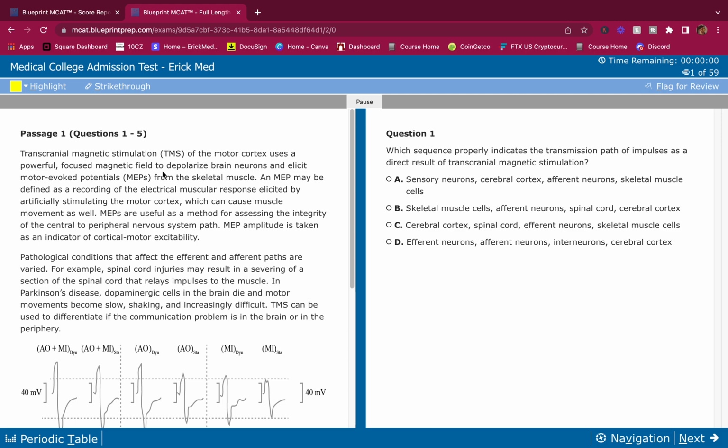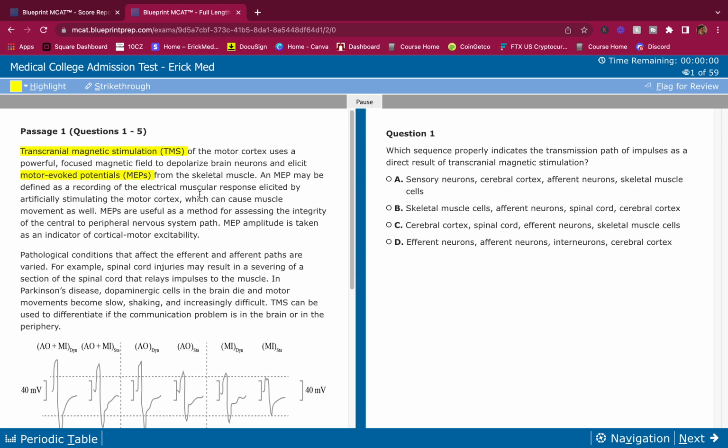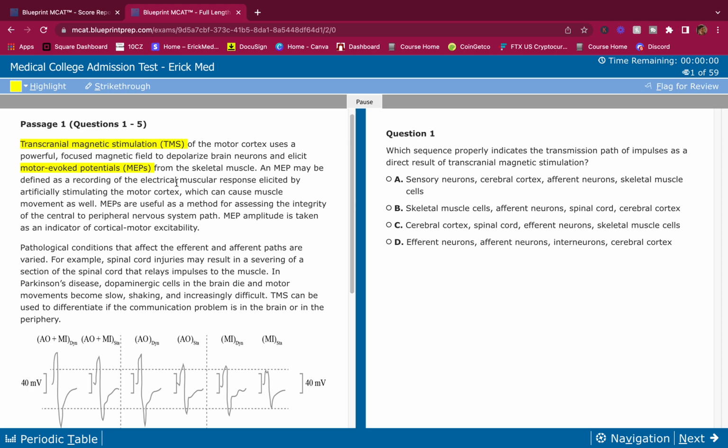Transcranial magnetic stimulation of the motor cortex uses a powerful focused magnetic field to depolarize brain neurons and elicit motor evoked potentials from the skeletal muscle. I'm highlighting to make a note in my head of what TMS does. TMS uses a magnetic field and that depolarizes brain neurons, and makes the motor evoked potential from the skeletal muscle. It's that simple. An MEP may be defined as a recording of the electrical muscular response elicited by artificially stimulating the motor cortex, which can cause muscle movement as well. So an MEP is literally just the recording, the information given to us from the TMS. That's it.